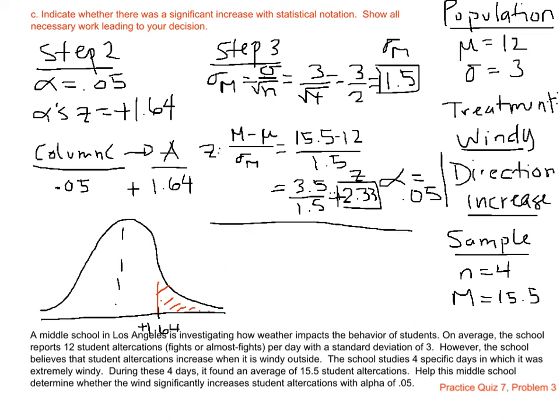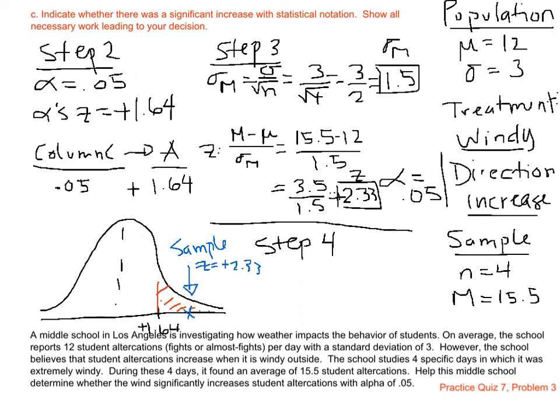Finally, for step 4, I will locate this sample z-score on my graph, and it is 2.33. So I'm going to estimate it to be right there. That's my sample z, which is positive 2.33. And so in this case, it does land in the critical region. And so because it lands in the critical region, I accept the alternative and I reject the null if I were to use the hypothesis.